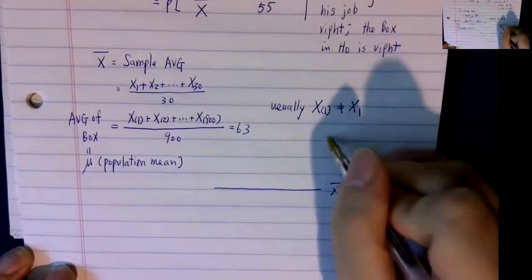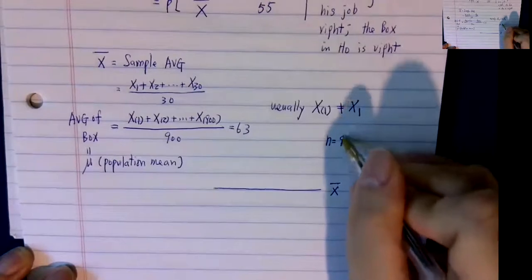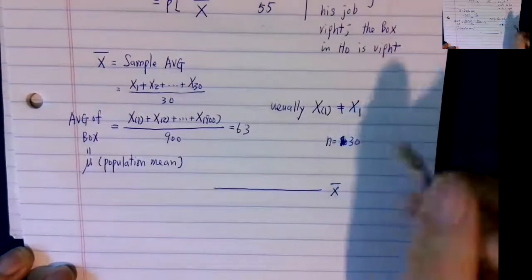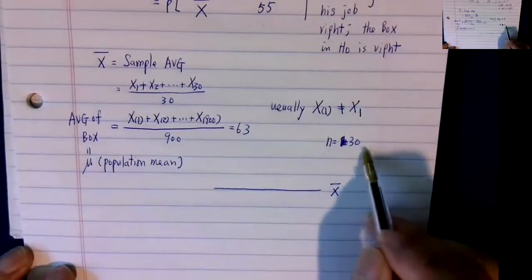What's n here? N is 900. No, sorry. N is what? N is 30. Sample size is 30. From 900 students in the class, I randomly select 30.